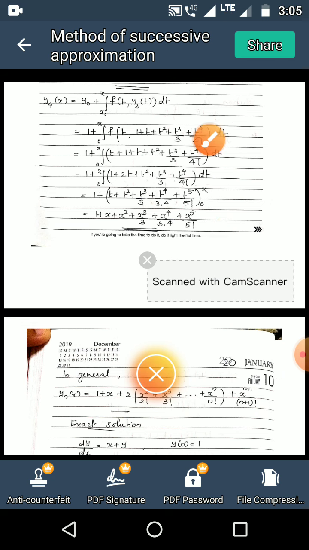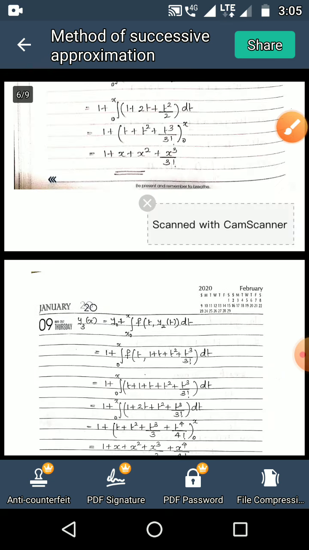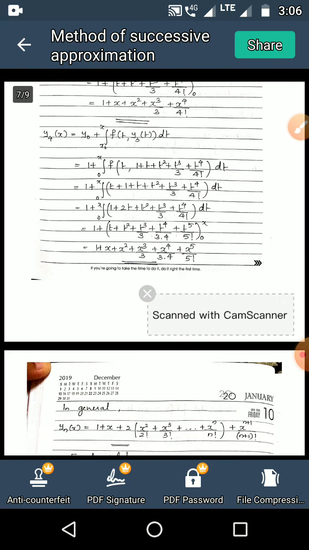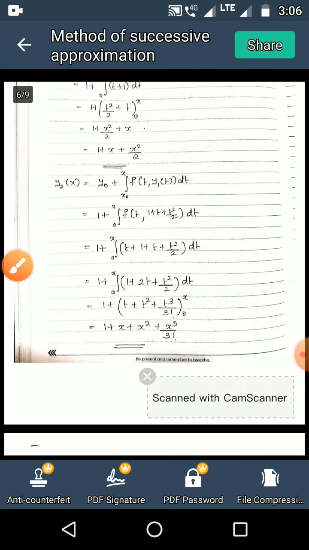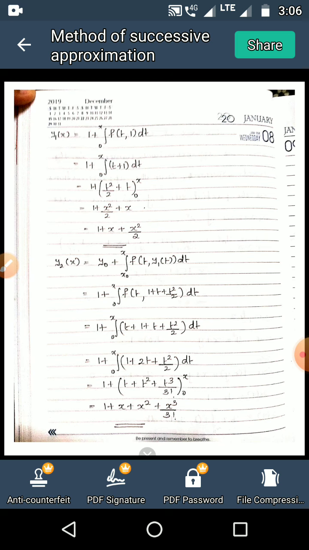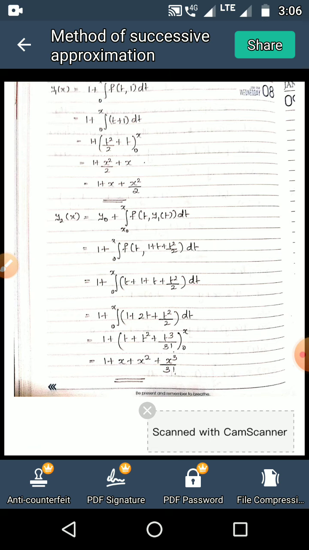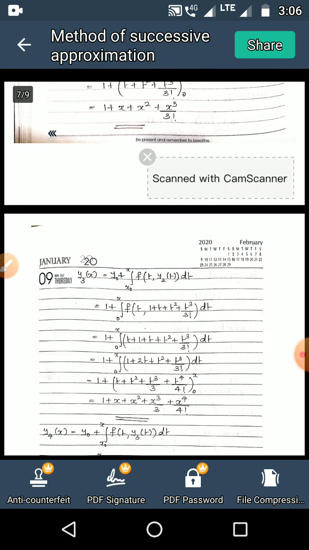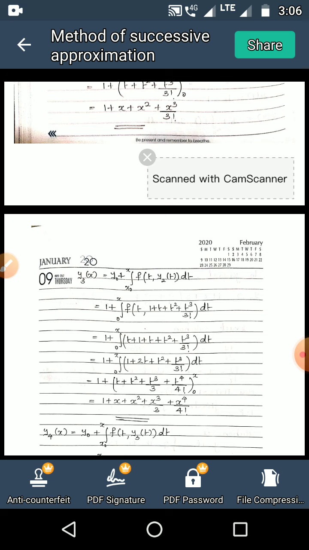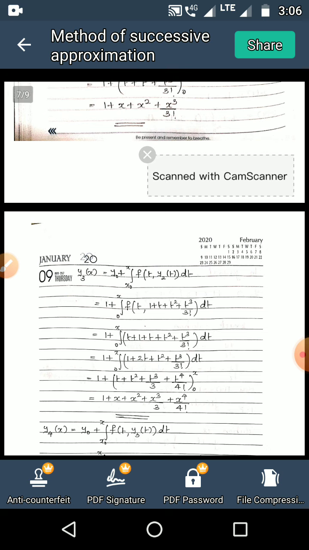In general, by looking at y1 of x, y2 of x, y3 of x and y4 of x, we get yn of x. If we look at y1 of x, that is 1 plus x plus x square by 2. In y2 of x it becomes x square, and next one more term, x cube by 3 factorial. In y3 of x, it contains just x cube by 3, not x cube by 3 factorial. y3 of x contains x cube by 3. The 2 is missing in the denominator.